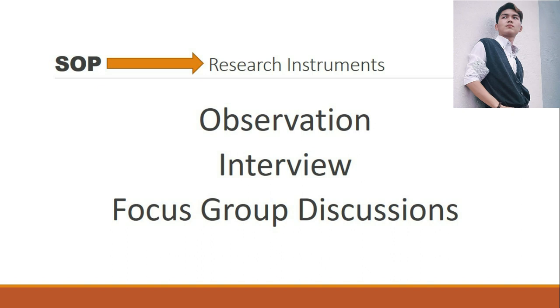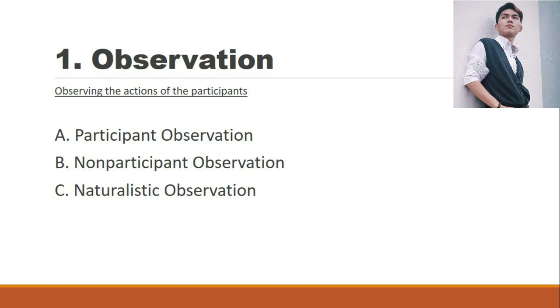Okay, so now let's proceed to what we call observation. Just like what I said a while back, observation basically has three types. Ito yung tinatawag nating participant observation, another one non-participant, then third naturalistic observation. Again, observation, we are dealing with observing the actions of the participants. Meaning to say, observe lang natin yung ating participants. Okay? Ano ba yung mga gawa nila, papaano sila, ano yung actions nila in a certain situation. Okay? So, doon tayo nakaka-gather ng information sa ating participants.